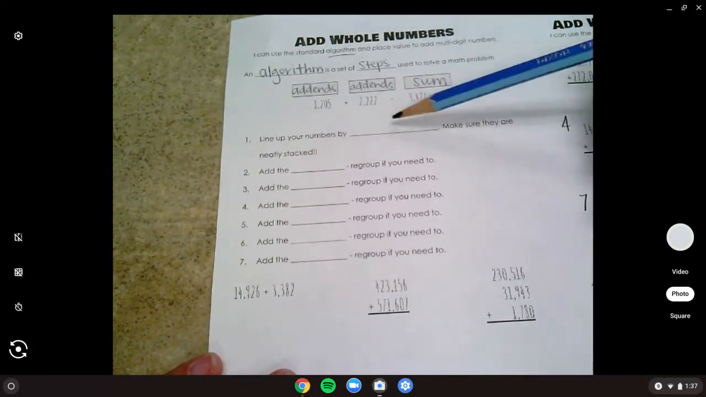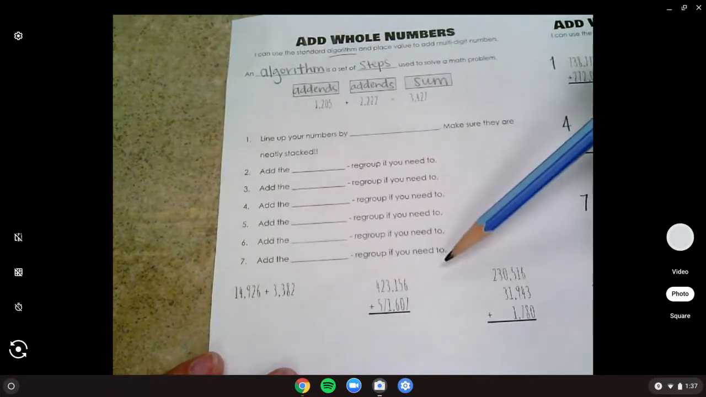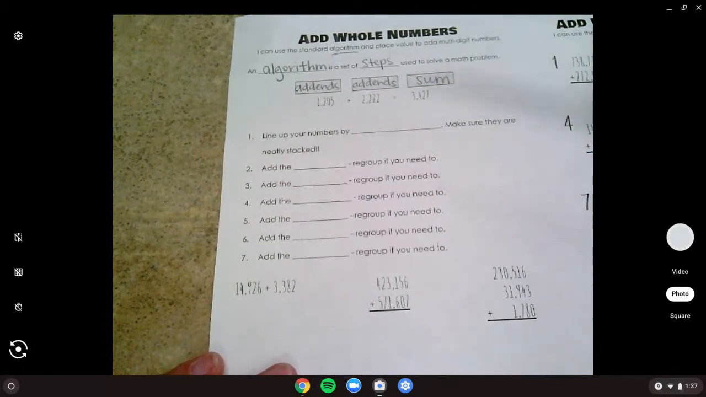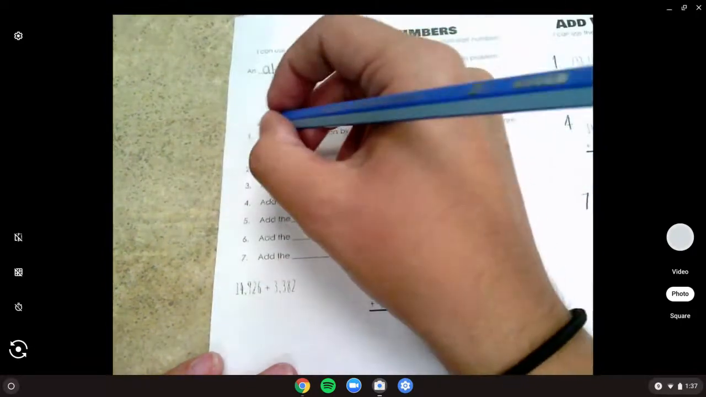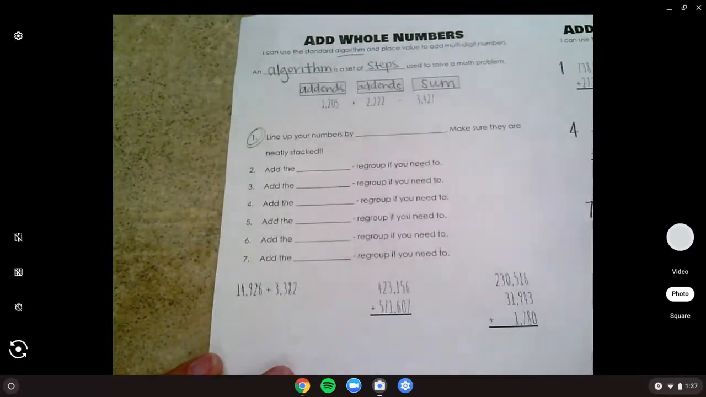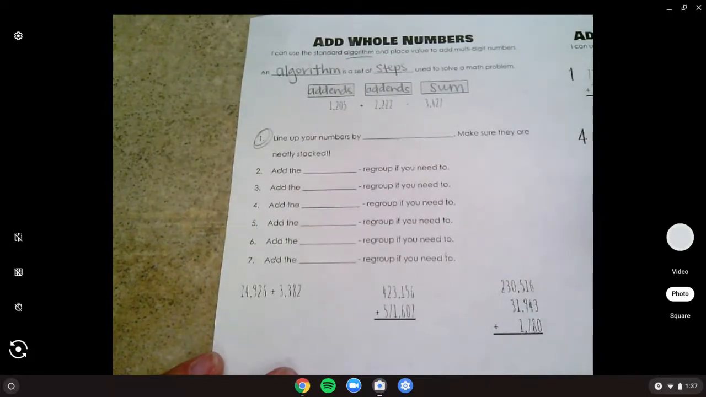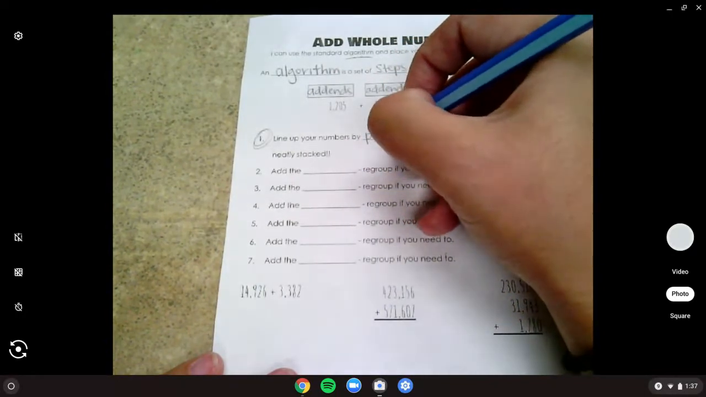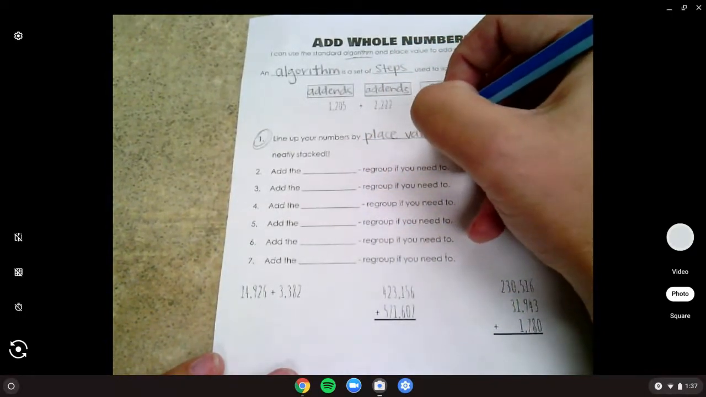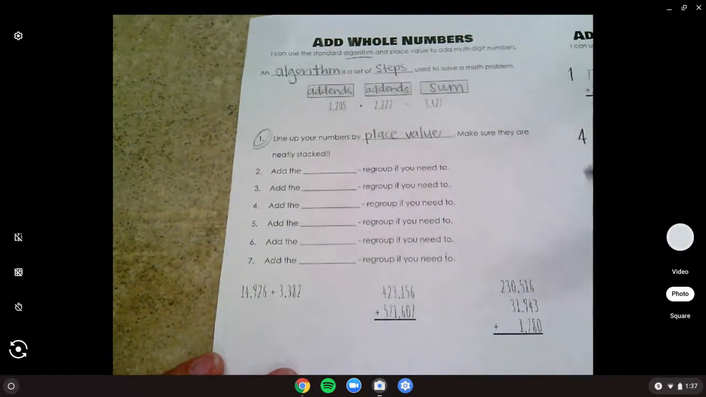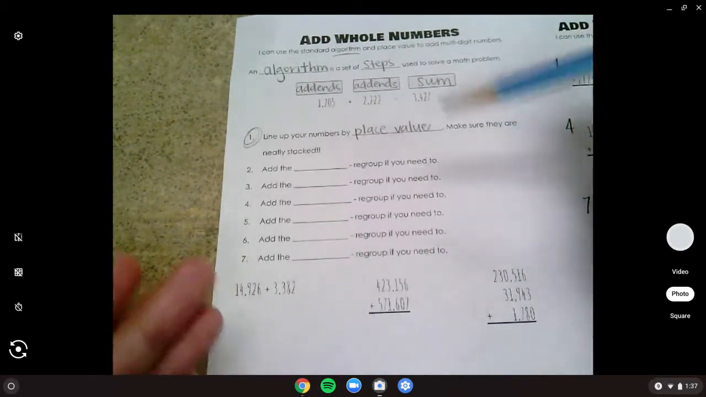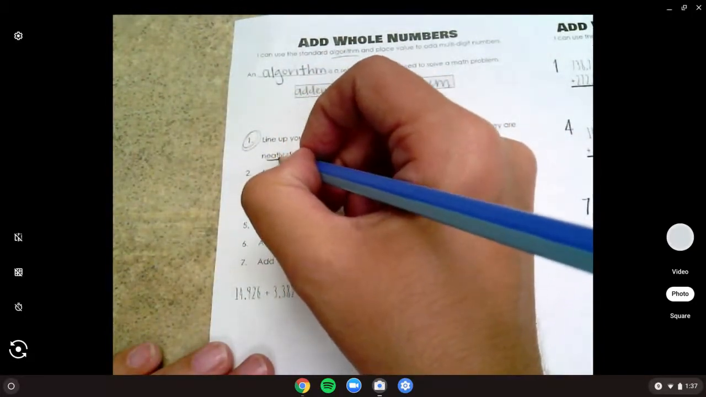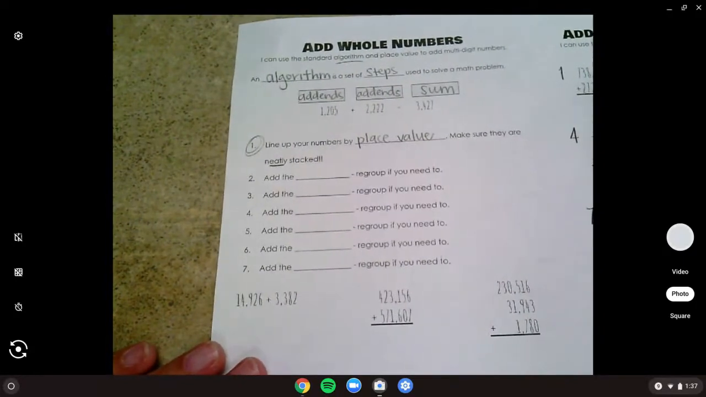All right, so now this is our algorithm down here. There's 7 steps, but if you look, 2 through 7 are really the same thing. Okay? So first, the most important one is number 1. If you don't do number 1 right, our problem's going to be wrong. Got to start off on a good foot. We have to line up your numbers by place value. We have to make sure that our spots all match up. Like our 1s are all stacked, our 10s are all stacked, and our 100s are all stacked. We want them to be stacked neatly so we can read our numbers.